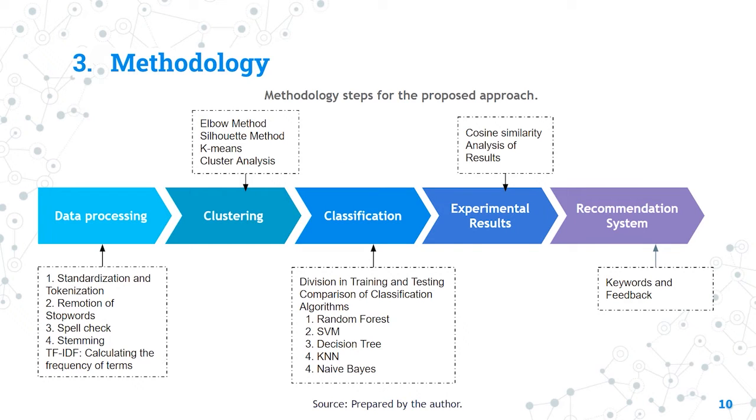And this is the methodology steps for the proposed approach. The first step is the data processing, in which we use all the steps of an NLP process, and in the end the TF-IDF calculation, followed by the clustering, in which we use the elbow and silhouette method in k-means to find the optimal number of clusters, and with a cluster analysis, followed by the classification, in which we divided the data frame into training and test, and evaluate 5 classification techniques, followed by the experimental results with the cosine similarity and analysis of results, and finally the recommendation system with keywords and feedback.